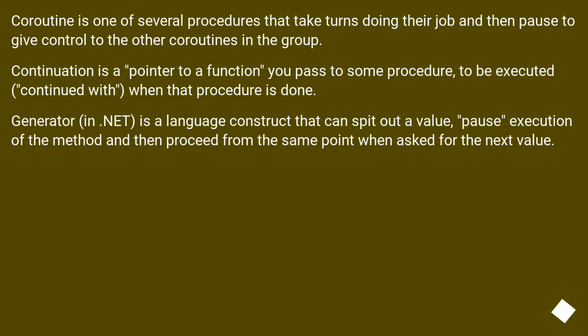Coroutine is one of several procedures that take turns doing their job and then pause to give control to the other coroutines in the group. Continuation is a pointer to a function you pass to some procedure, to be executed, continued with, when that procedure is done. Generator, in .NET, is a language construct that can spit out a value, pause execution of the method and then proceed from the same point when asked for the next value.